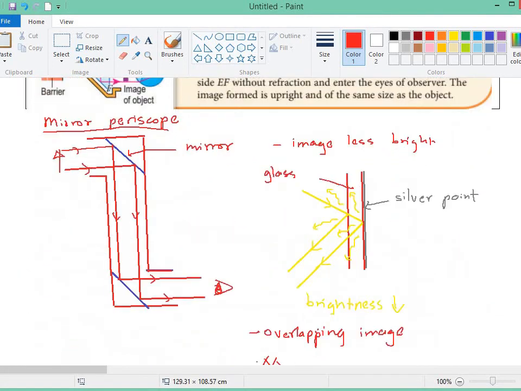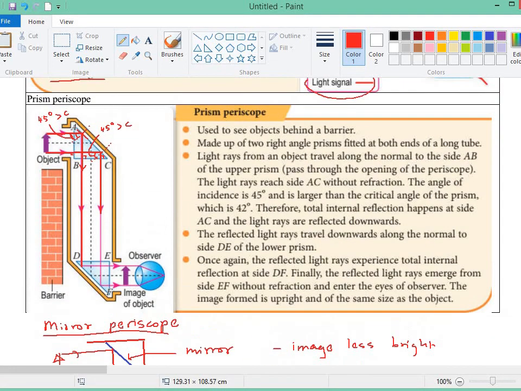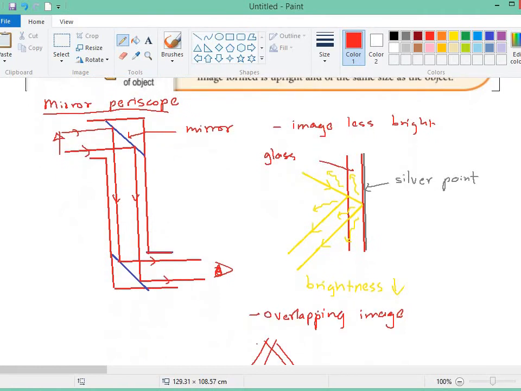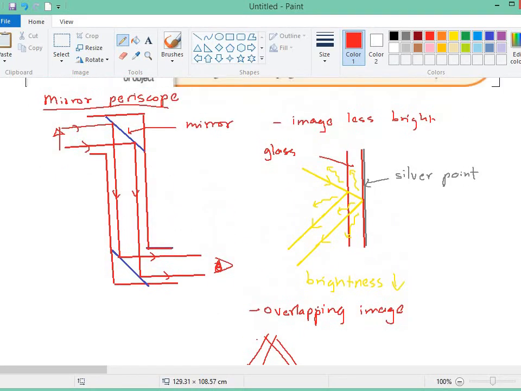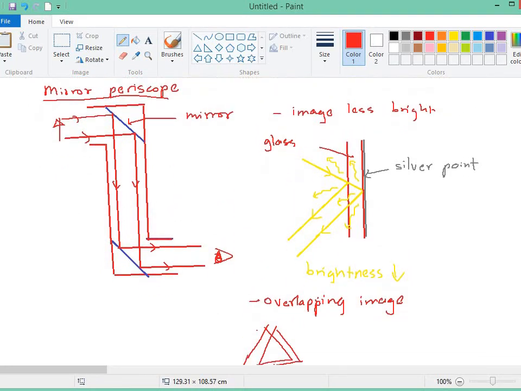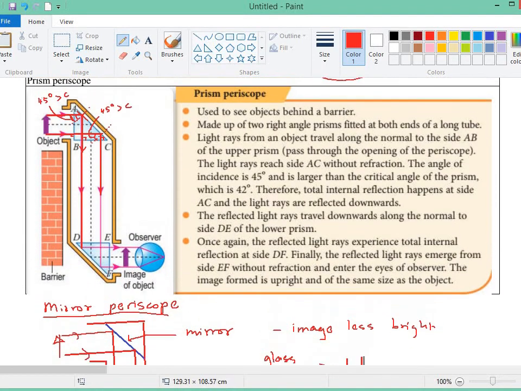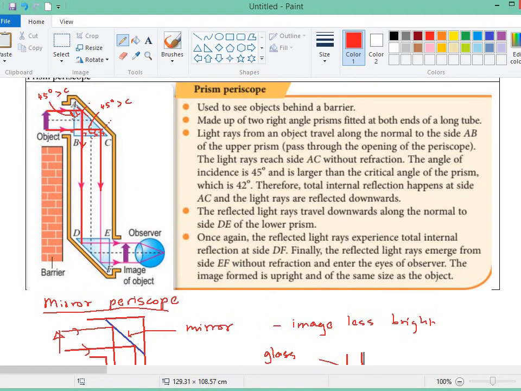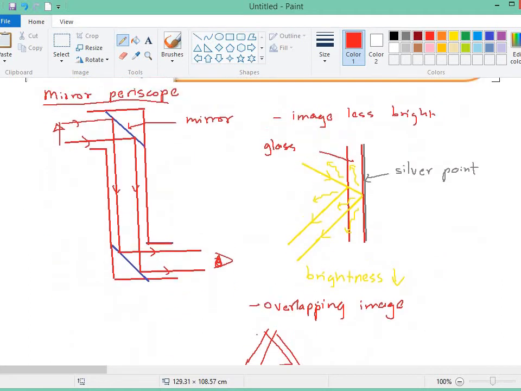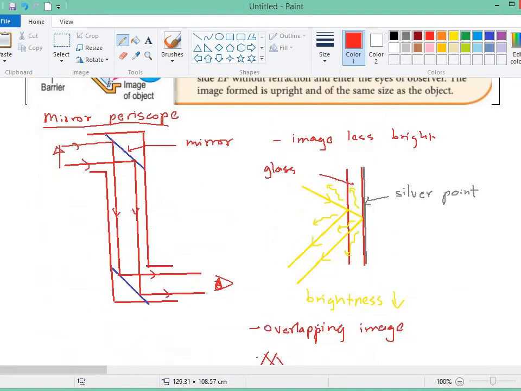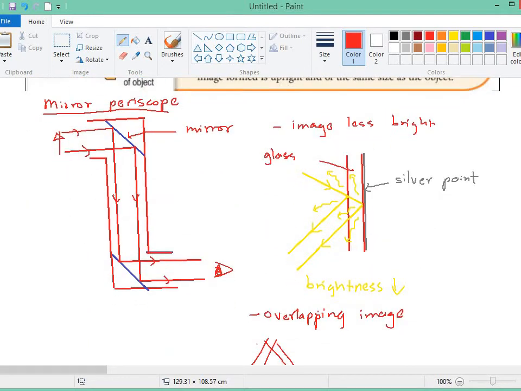Okay, if your question comes out about prism periscope, maybe it will ask, what is the advantage of prism periscope compared to mirror periscope? So you have to know what is the advantage and disadvantage. Okay. The advantage of prism periscope is definitely better than mirror periscope. Okay, so these are the two advantages of prism periscope compared to mirror periscope.